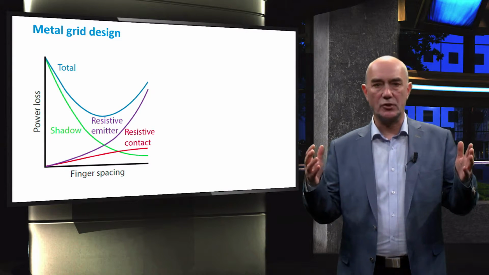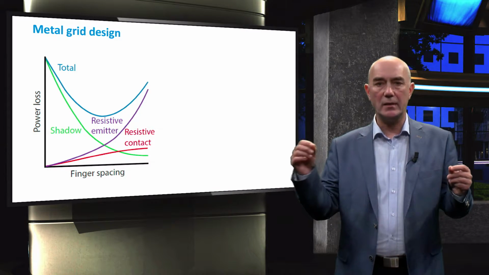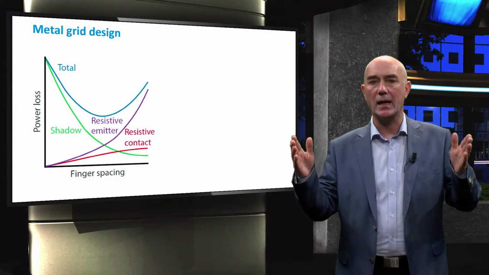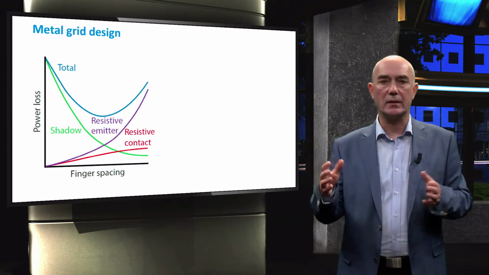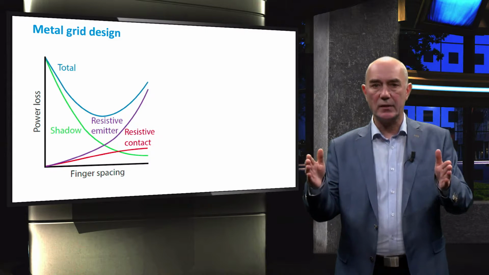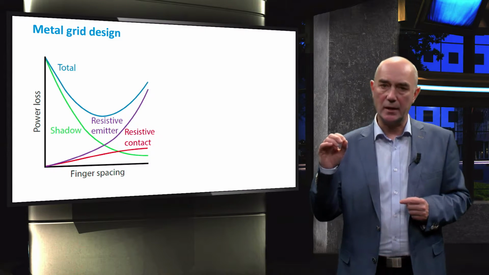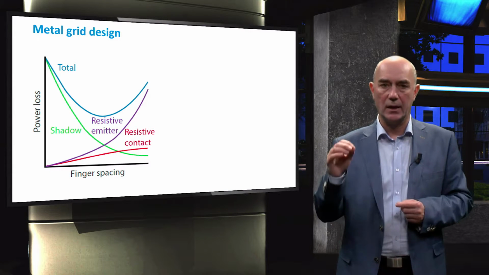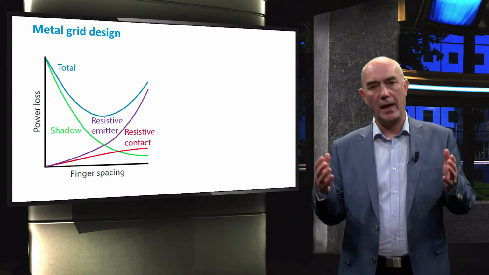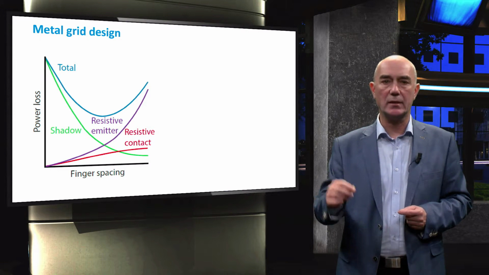The trade-off between shading and electrical losses is shown here. If we increase the spacing between fingers in a solar cell, this means there will be a larger active area. This results in lower shadow losses. However, it increases the resistance between the contact electrode and emitter, since the carriers have to travel, on average, a larger distance in the emitter to reach the contacts. Hence, to achieve the minimum power losses, an optimal spacing distance should be determined.